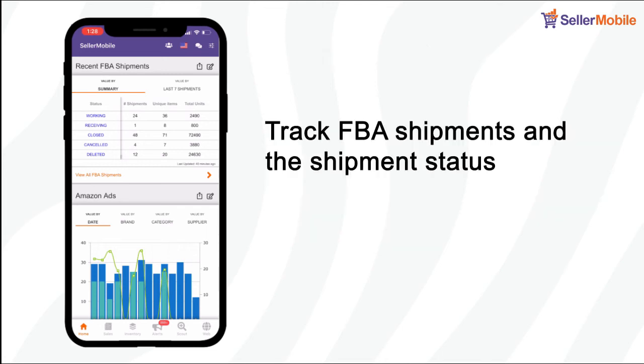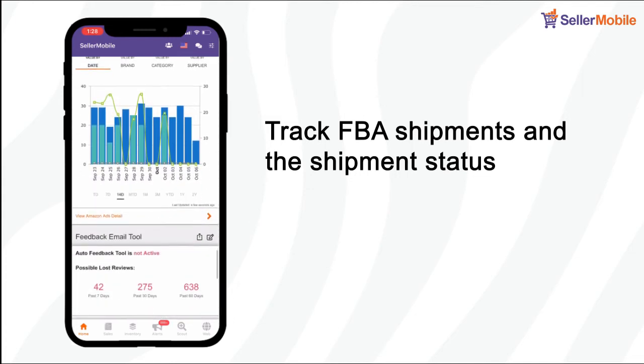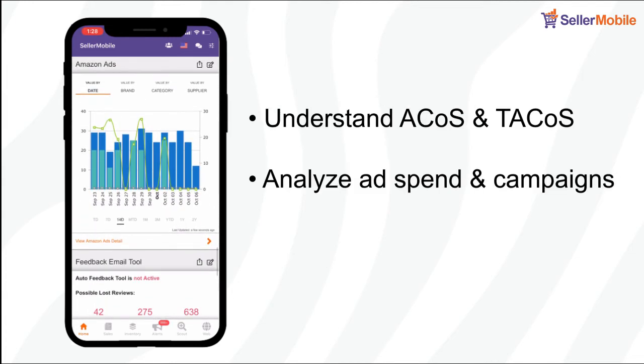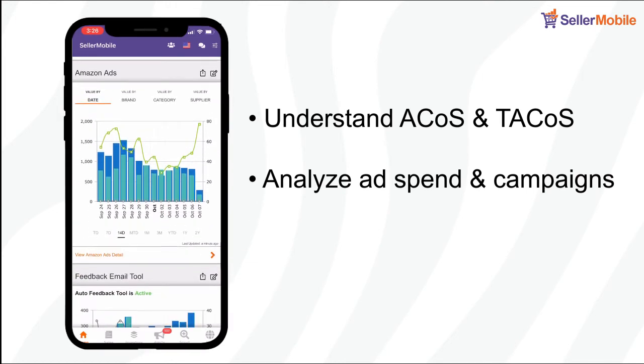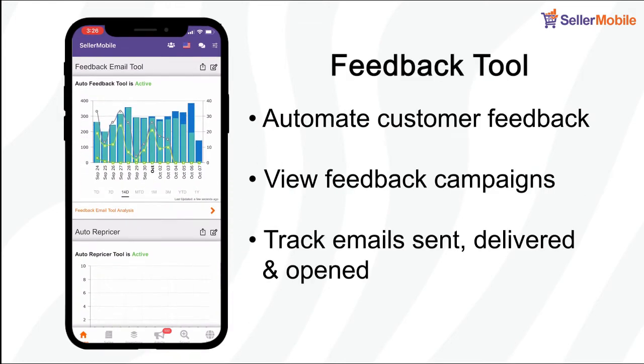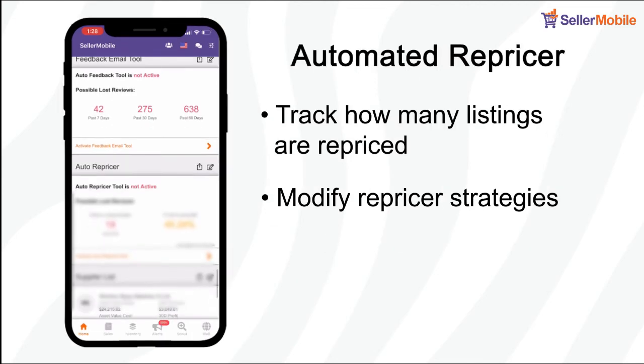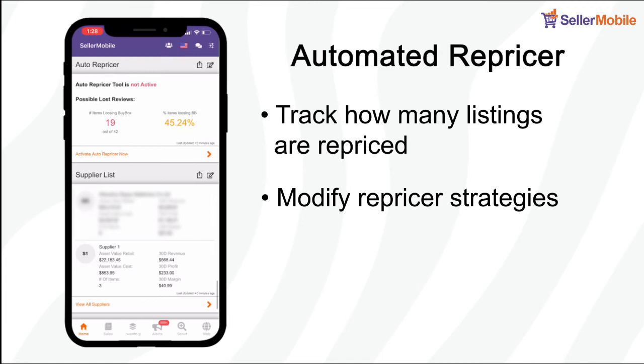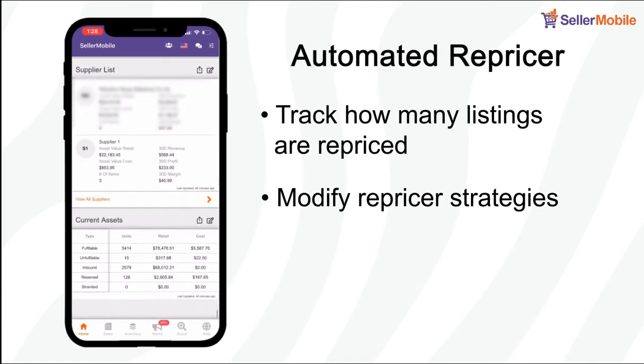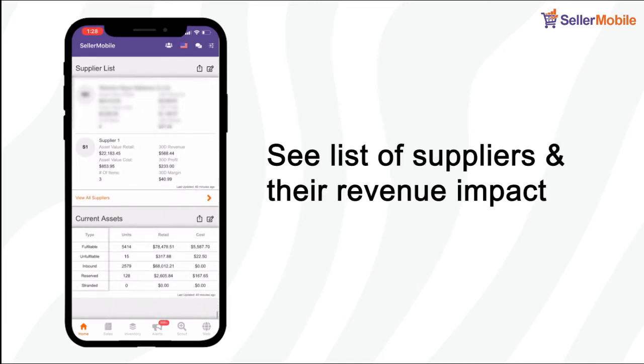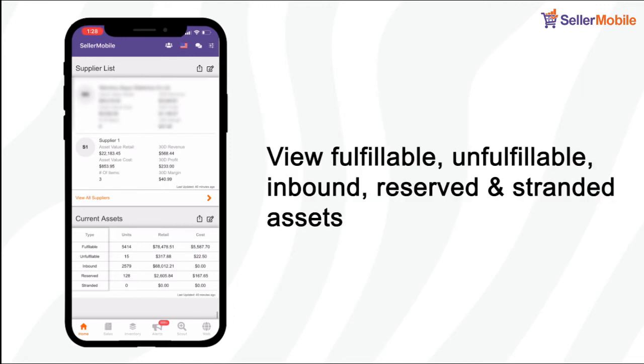Recent FBA shipments shows me what's in the works and what's being processed, so I don't need to log into the web app or even Seller Central to track that. Quick glance into your Amazon ad spend here. If you have access to the feedback tool, you'll see emails sent here and the status of your feedback campaigns. Again, if you have an upgraded account with us, you'll see the auto repricer widget and what's being repriced. Your list of suppliers if you've inputted that information into SellerMobile. And then last on the screen is current assets and how much of that is fulfillable, inbound, etc.